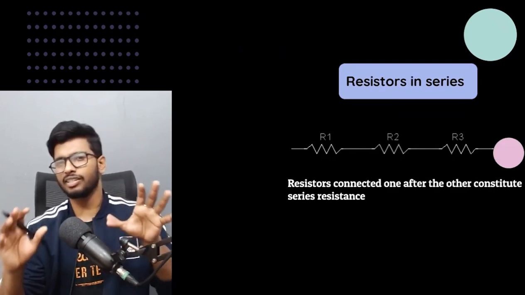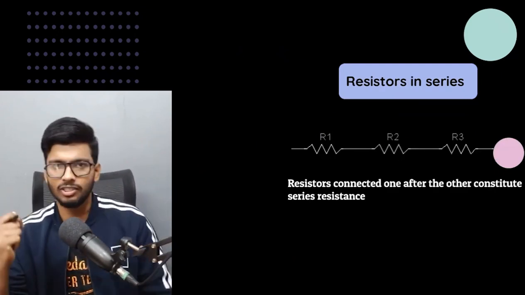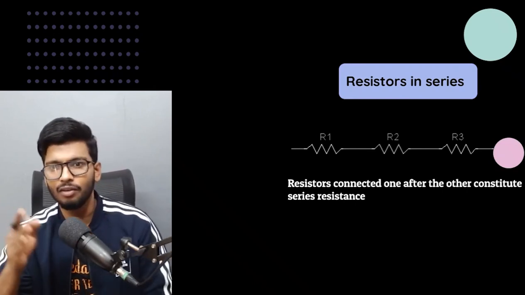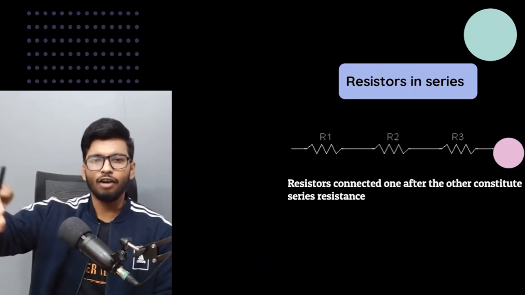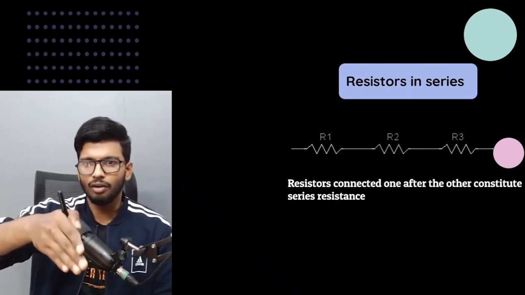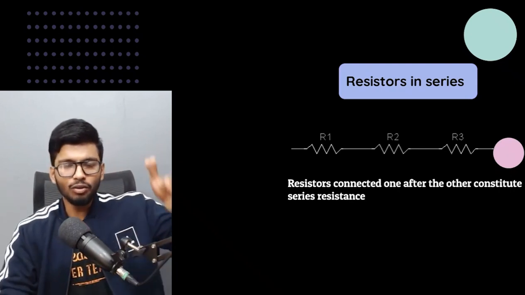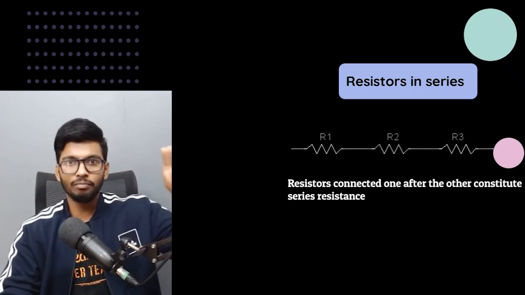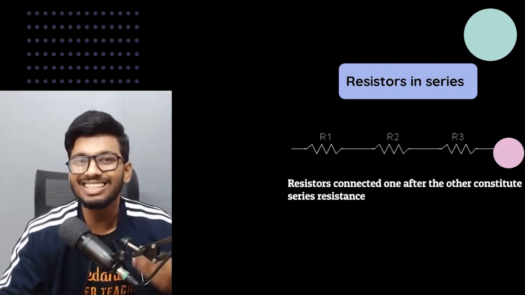Let's start with series connection. What exactly is series connection? Imagine, guys, I have 3 resistors, R1, R2, and R3. And let's say that I have put these resistors one after the other. After one resistor R1, I'm putting another one which is R2, another one which is R3. So when you've connected resistors one after the other, that is what is known as series connection.